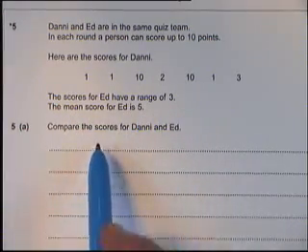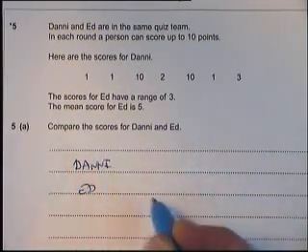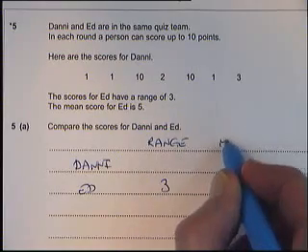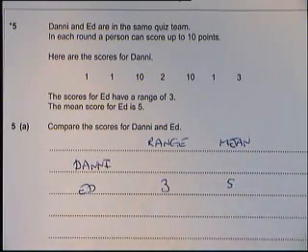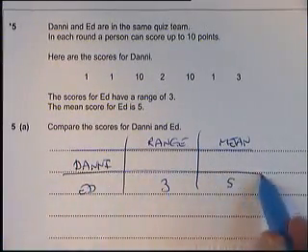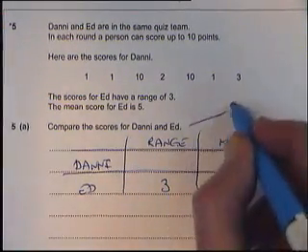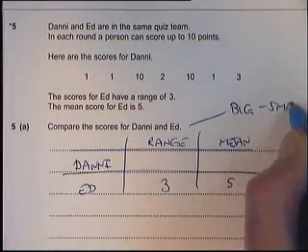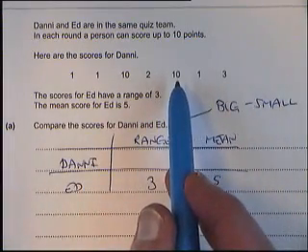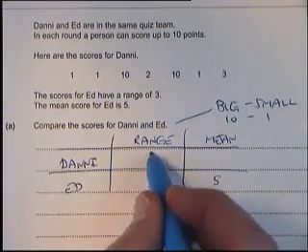We've got to compare the two scores. So we've got Danny and we've got Ed. For Ed, we know his range was 3 and his mean was 5. So drawing a little table here, what we're going to have to do is work out those two things for Danny so we can do a comparison. Now the range is the biggest value, take away the smallest value. So the range for Danny is going to be the biggest one, which is 10, take away the smallest one, which is 1. So Danny's range will be 9.